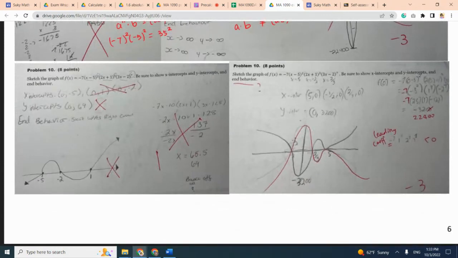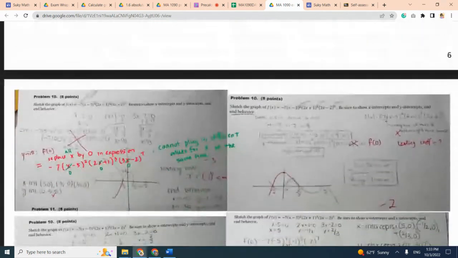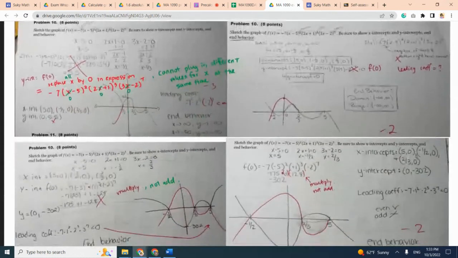Here, yeah, -7, and so the leading coefficient is negative. So start from the lower right corner. Okay, so this mistake, I saw this mistake again in the quiz. So that's why in your quiz mistakes, you review them carefully.